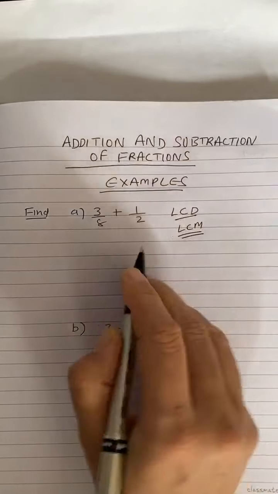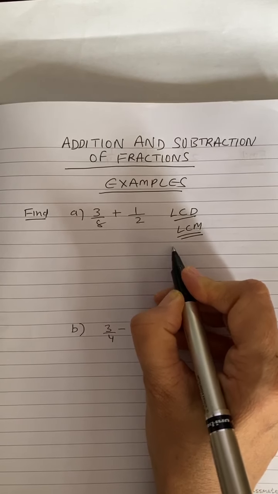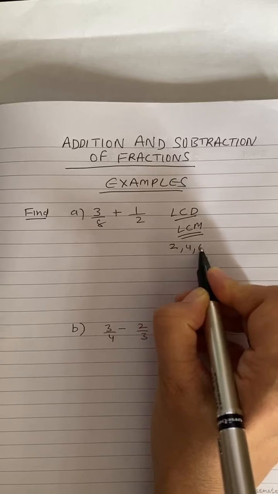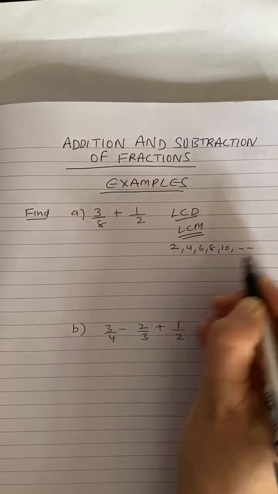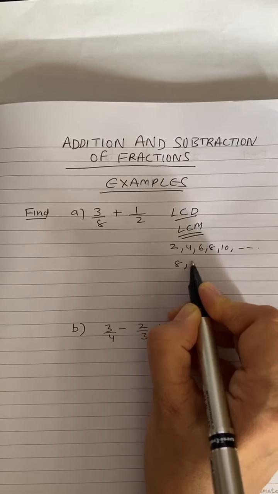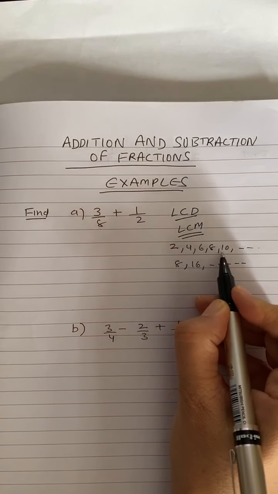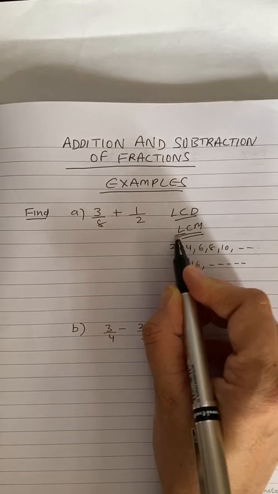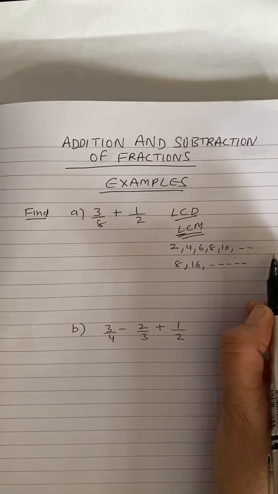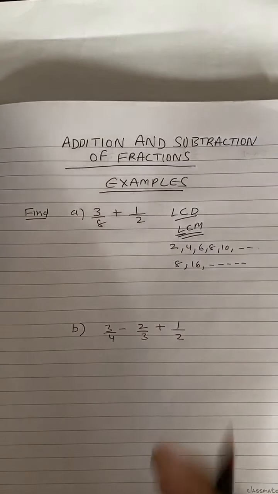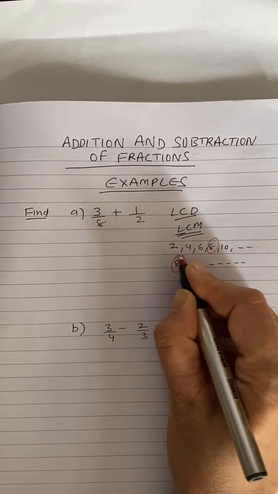It's the same thing. If I make a list of the multiples of 2, this is 2, 4, 6, 8, 10, and so on. And for the multiples of 8, we have 8, 16. We don't have to go any further. Here you can see the least common multiple. Least means the first one which you see in the list is common. So here you can see 8 is the least common multiple.